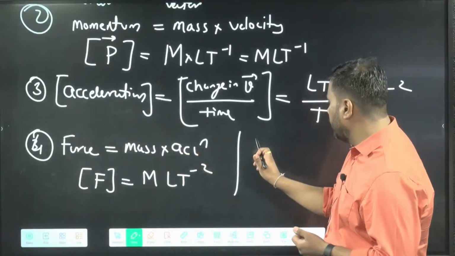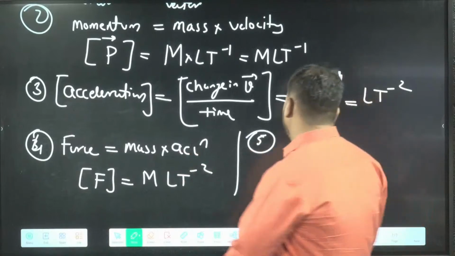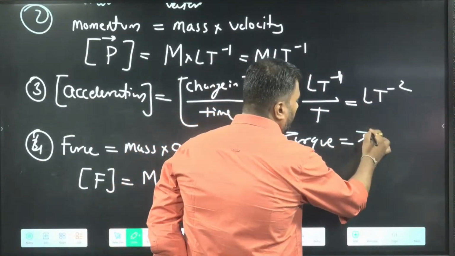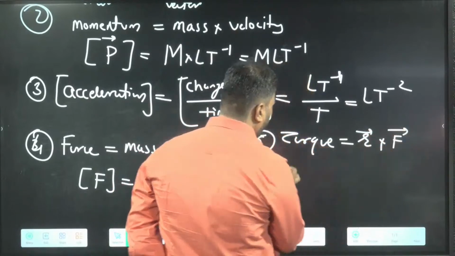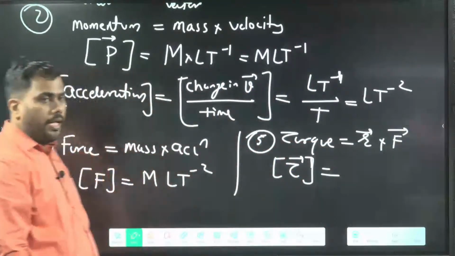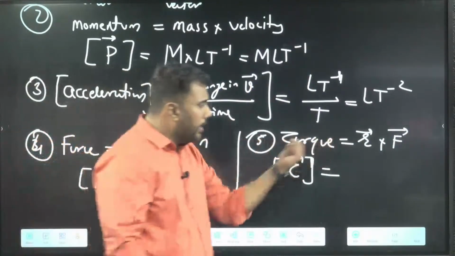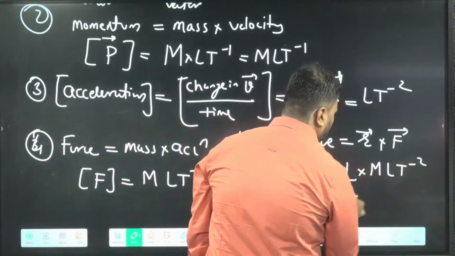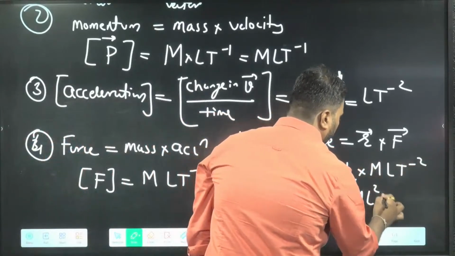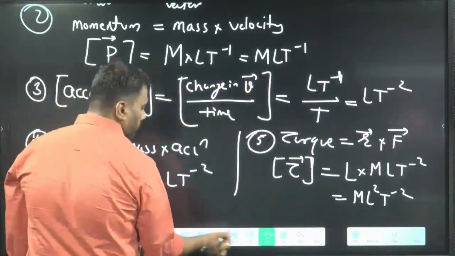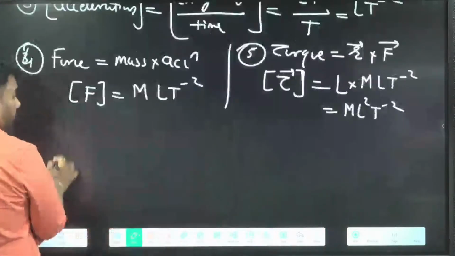For one more example, we can do fifth, torque, which is R cross F. So dimensions of torque vector, it will be dimensions of R. R is length, and force, which is MLT minus 2. This will be ML square T minus 2. Dimensions of torque.